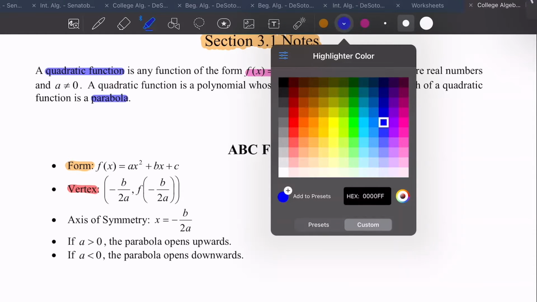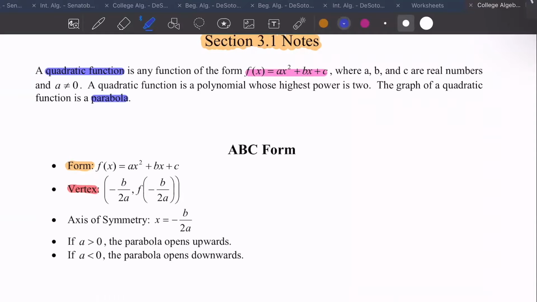The formula is negative b over 2a is your x value, and f of negative b over 2a is your y value. So you'll find negative b over 2a by plugging in b and a, and then whatever number you get, you'll do f of that number to find your y value. You plug whatever number you get for x into your function, and you'll get your vertex.